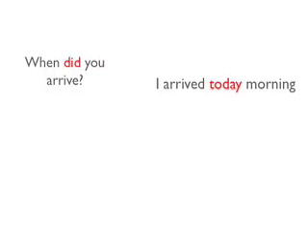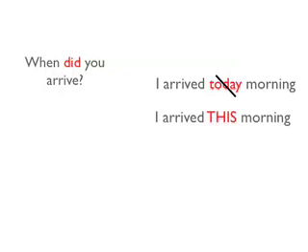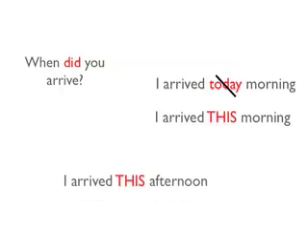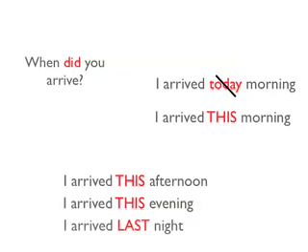Now, can you guess which is wrong? I arrived today morning. Well, actually, in English, today morning would be wrong. Yes, today is the wrong word. I arrived this morning. And there are other examples of this. I arrived this afternoon. I arrived this evening. I arrived last night. Now, you could say I arrived tonight. I guess that's okay.